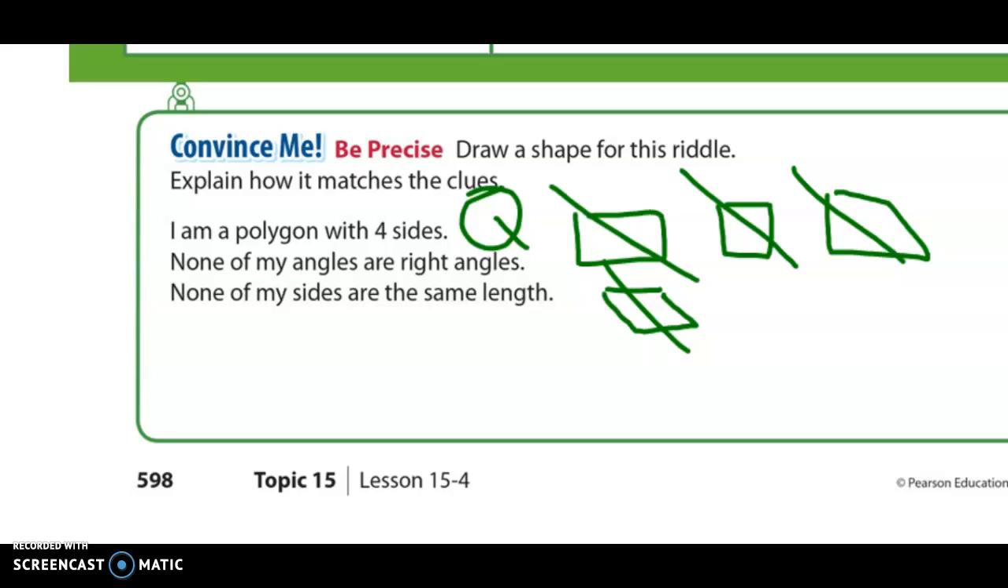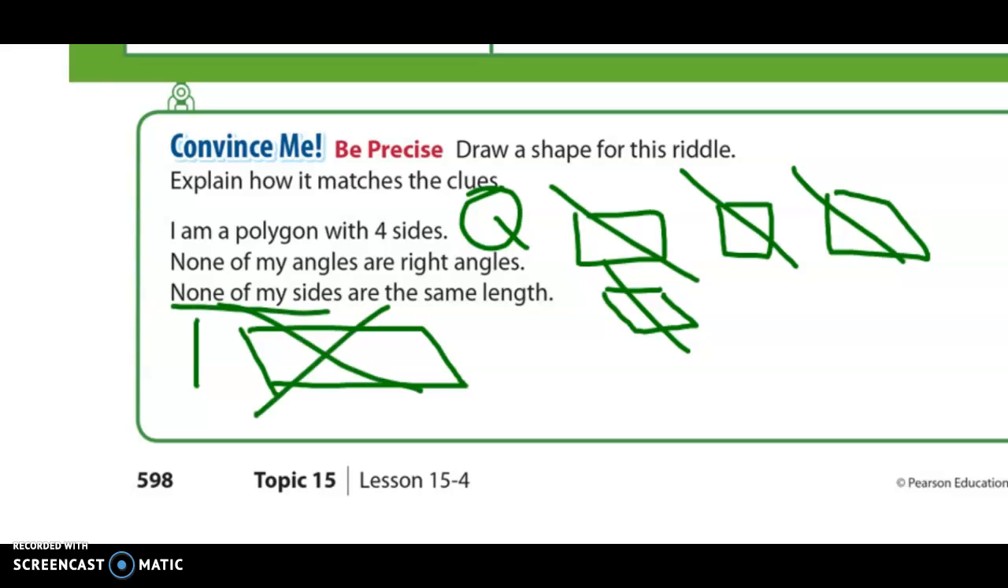Couple different correct answers here. Guess what? This could be a parallelogram. It would... Oh! No, it can't, Miss Arnold. None of the sides are the same length, not just the opposite sides. None of the sides are the same length. So, this one is going to be some kind of irregular shape.